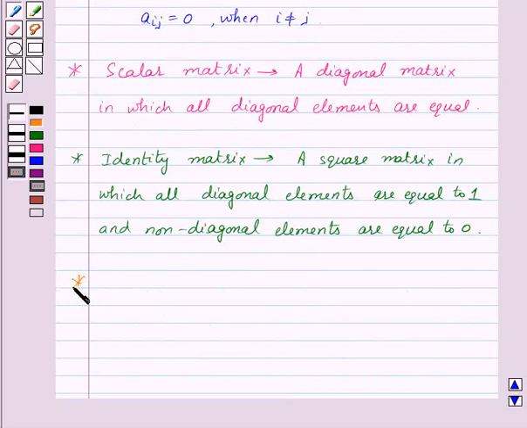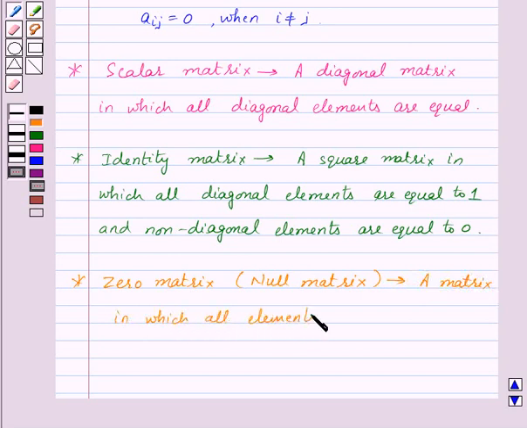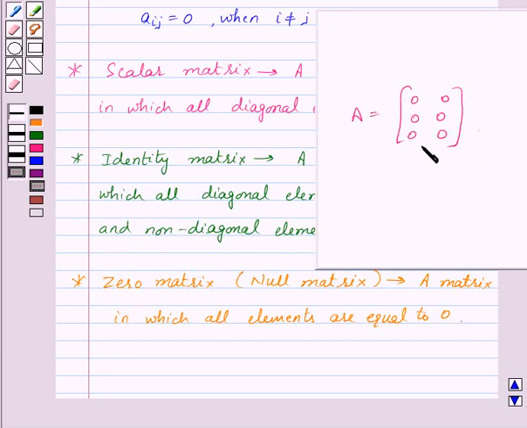Lastly, we have zero matrix, and this is also known as null matrix. A matrix in which all elements are equal to 0 is called a zero matrix. For example, A is a zero matrix over here.